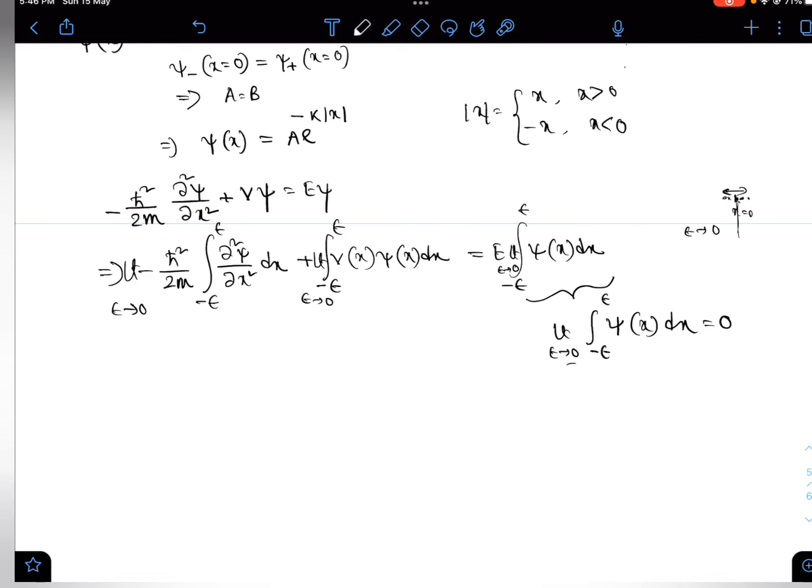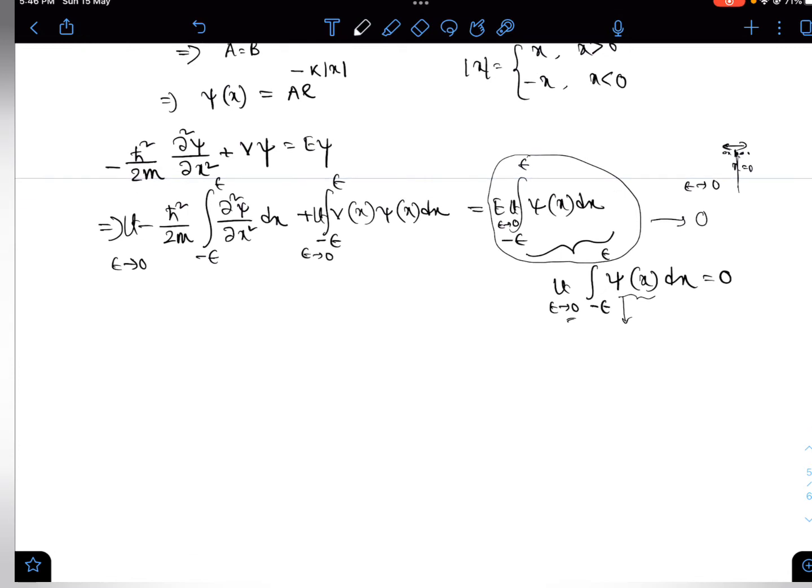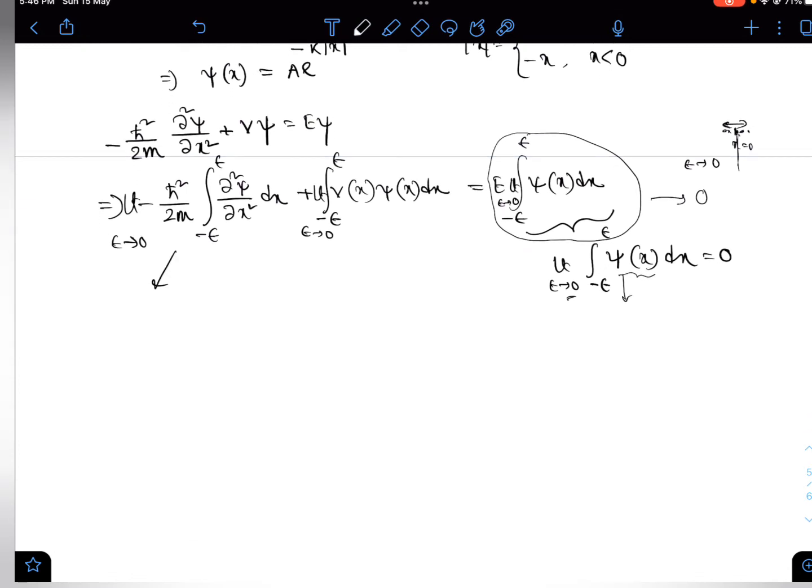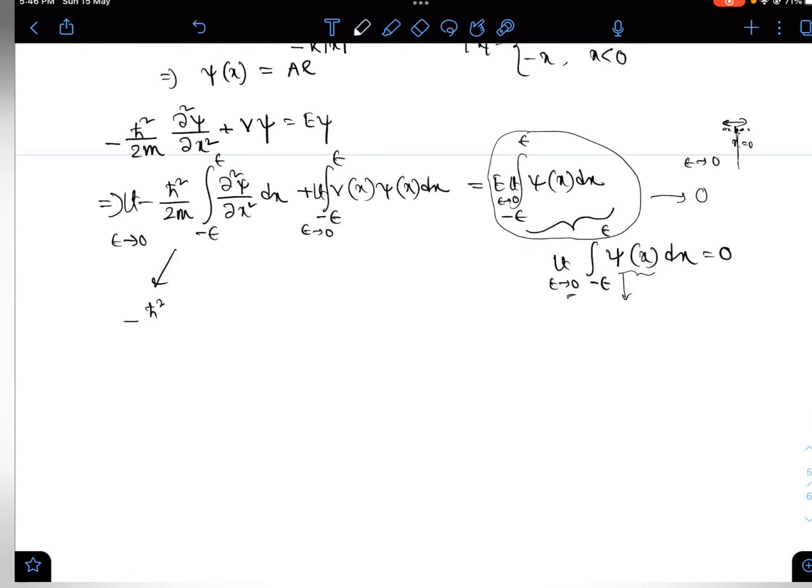The limit epsilon to 0 of the integral of psi x dx from minus epsilon to epsilon should give us 0, because as epsilon tends to 0 we are converging to the x equal to 0 point, and the integration will give us 0 because psi x is continuous. So the right hand side term will be 0. Now let us consider the first term: minus h cut square by 2m times the integration of del psi del x, from minus epsilon to epsilon.